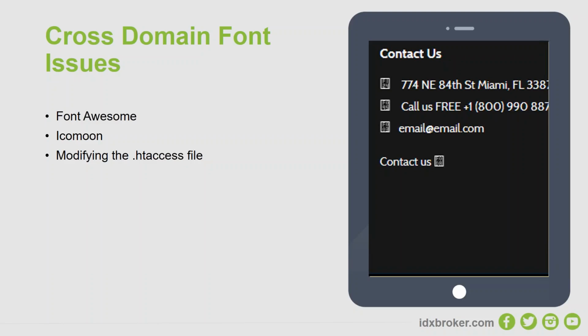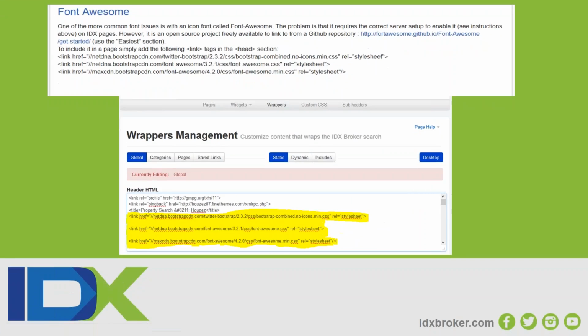So the most common solution to this is to use what's called Font Awesome. If you go to support.idxbroker.com, and in the search box type in the word awesome, it'll bring up the Troubleshooting Missing Fonts document. In there, you'll find the bootstrap code for the Font Awesome fix. What you'll want to do is take these 3 lines that start right here with link href and the netDNA bootstrap, and place them just below the title tags in your global wrapper.